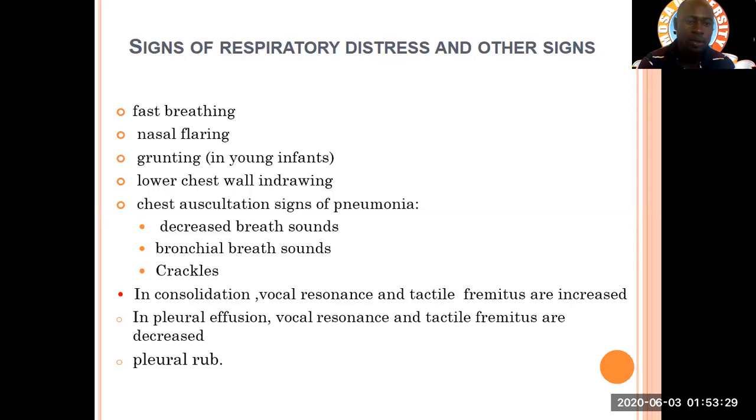Once you notice the following, it is very important for you to know that these are signs of respiratory distress. Among them, there will be lower chest wall indrawing. If you go back to the previous slides, you will see the presentation of chest indrawing together with nasal flaring. Together, they will present with tachypnea, which is fast breathing. Once you do auscultation, you will find decreased breath sounds. In addition to decreased breath sounds, these are accompanied by crackles and bronchial breath sounds present during auscultation.